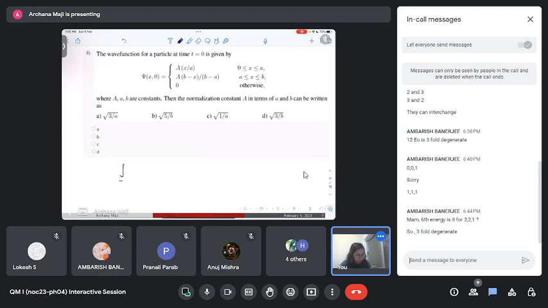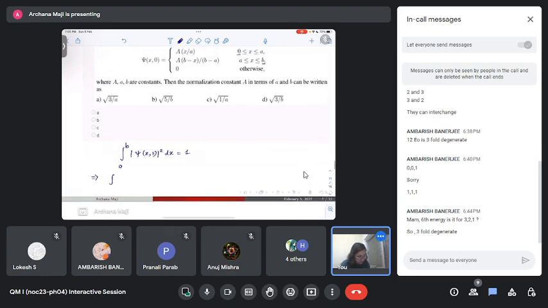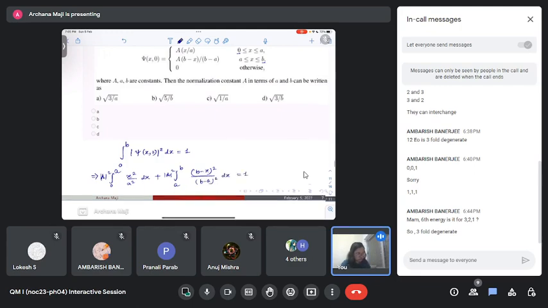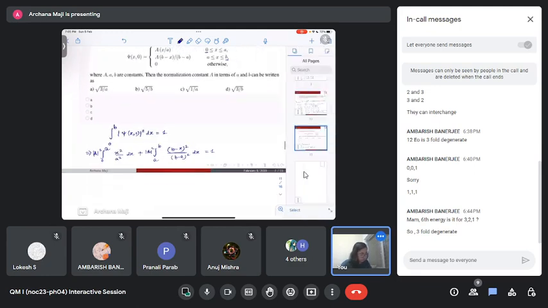So here the region is from 0 up to a, up to b. So 0 to b, mod of psi square dx should be equal to 1. So this implies 0 to a, mod A square x square over a square dx plus, again the same A, mod A square a to b, (b minus x) whole square divided by (b minus a) square dx is equal to 1. So from this you need to do the integration.